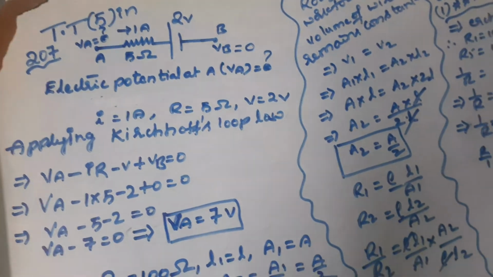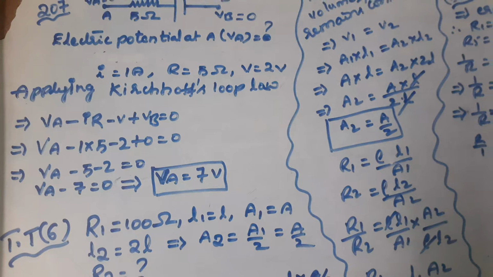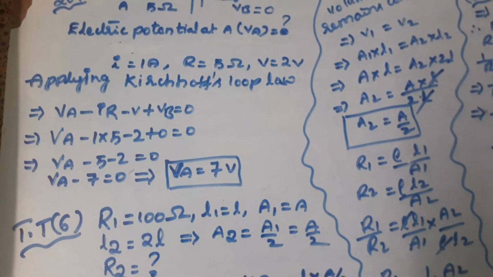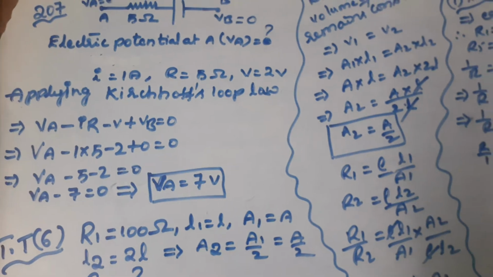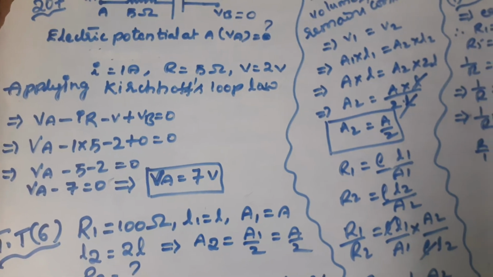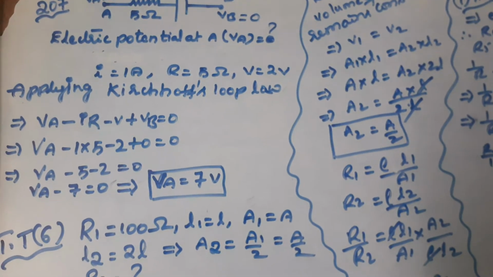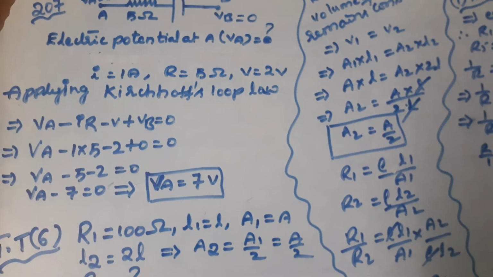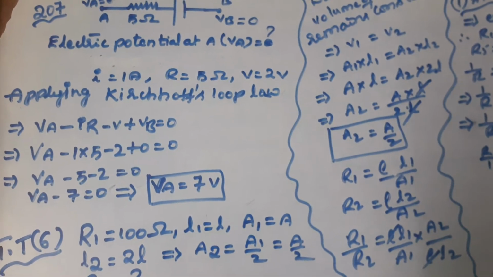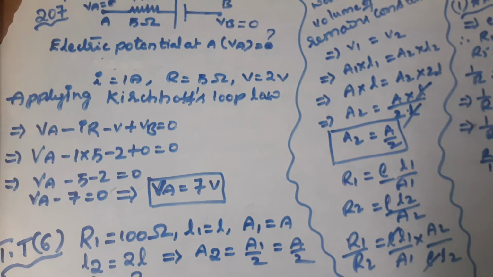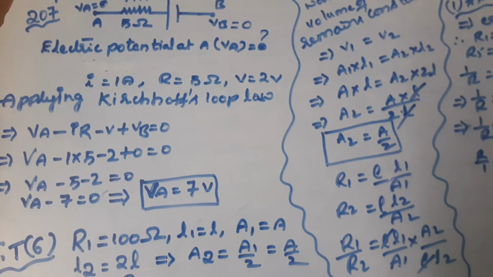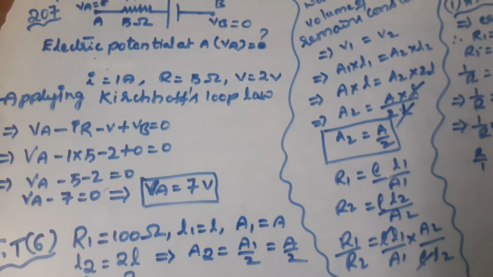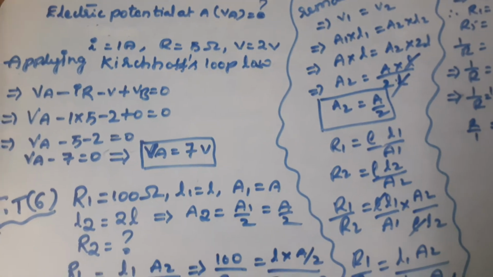By applying Kirchhoff's law and using sign conventions, we get VA minus IR minus V plus VB is equal to 0. That is VA minus 1 into 5 minus 2 plus 0. That is VA minus 5 minus 2 is equal to 0. VA minus 7 is equal to 0. VA is equal to 7.